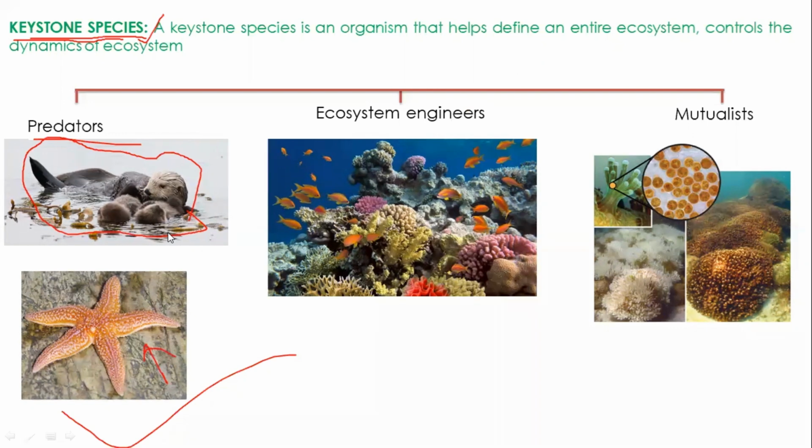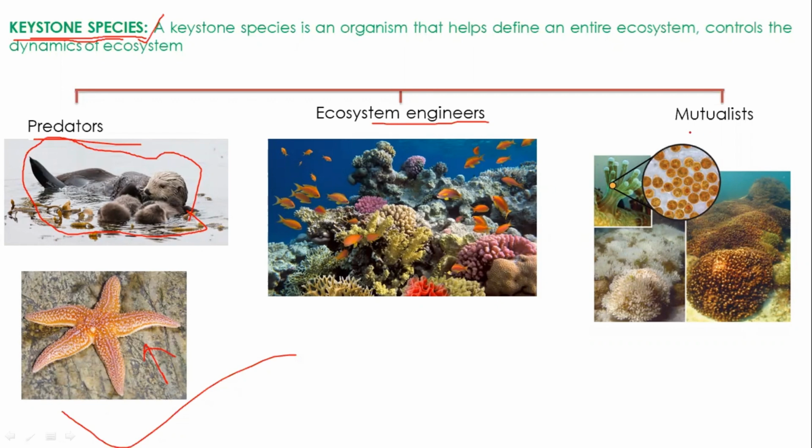Another example is ecosystem engineers, because keystone species can be ecosystem engineers. For example, in this case, coral reefs, because they support a lot of organisms, and if coral reefs die, then a lot of organisms may subsequently disappear or go extinct.